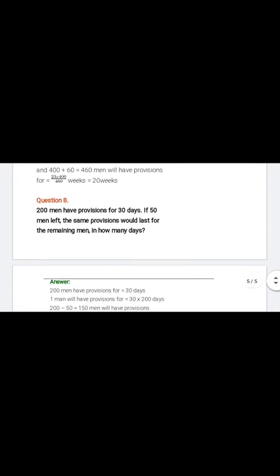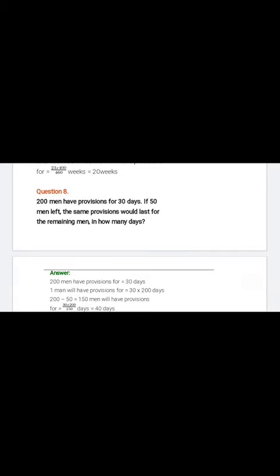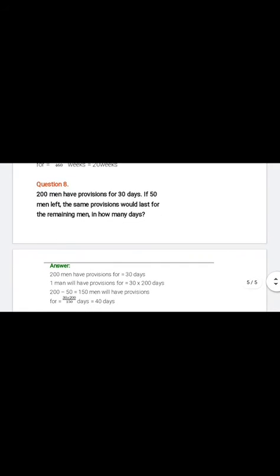Now we will see question number 8. 200 men have the provisions for 30 days. If 50 men left, the same provision would last for the remaining men in how many days? See the answer. 200 men have the provisions for 30 days. So one man will have provisions for 30 into 200 days.